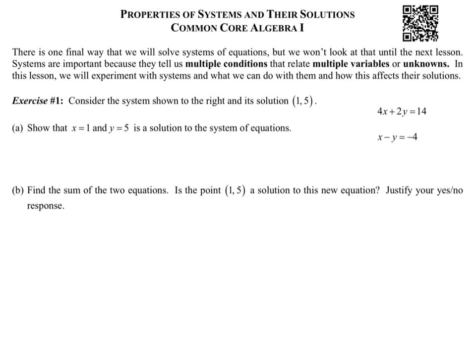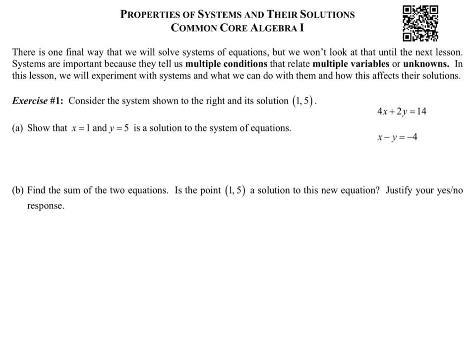Consider this system on the right and that the solution to that system is 1, 5. Show that x equals 1 and y equals 5 is the solution to the system of equations. So we're simply going to do what we've done in the past. We're going to plug 1 in for every x and 5 in for every y to see if both of the equations are true.